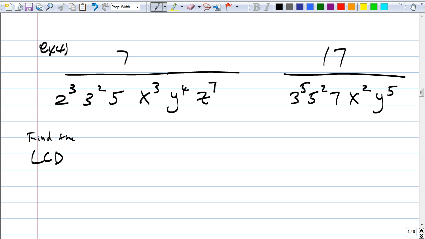Here, example 4. It says 7 over 2 to the third, 3 to the second, 5, x to the third, y to the fourth, z to the seventh. And the other one is 17 over 3 to the fifth, 5 to the second, 7, x to the second, y to the fifth. Can you find the LCD for this? Now we have some variables. Does it change anything? No, it's the same exact idea. We want to find a number or expression that both of these denominators will go into.